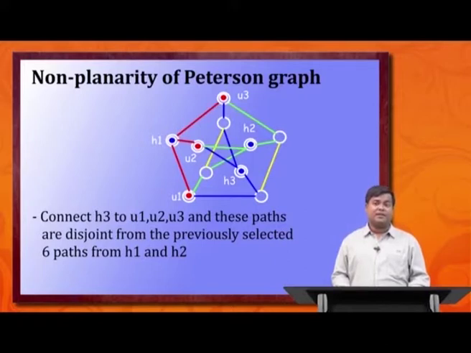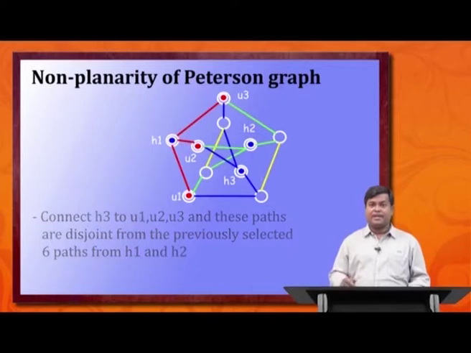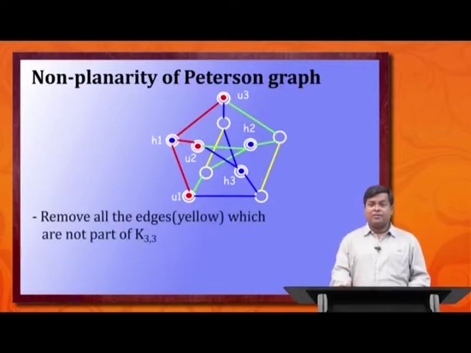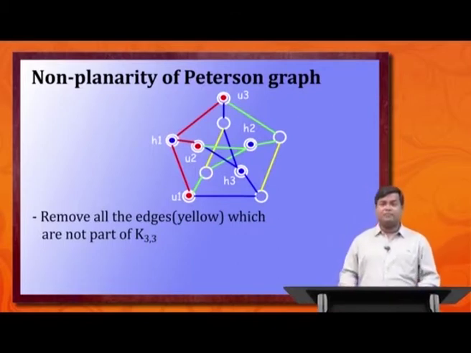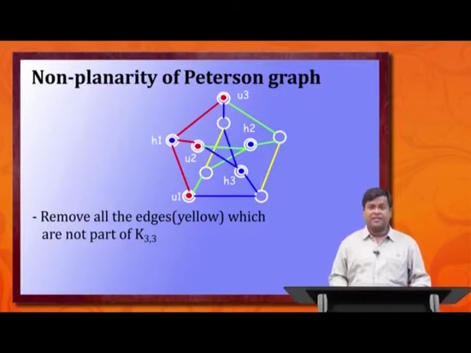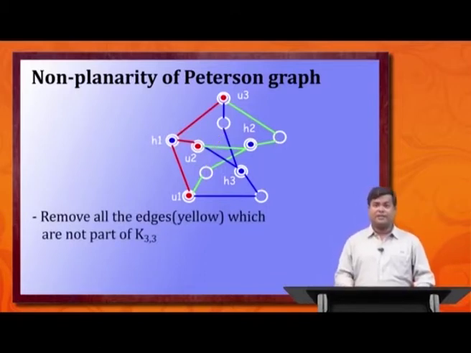We will be able to find that K33 within a few minutes. Okay, so now we need to check what are the remaining edges which are not part of K33. There are yellow edges which are not part of K33. So let's remove all the yellow edges. Okay, so let's remove those yellow edges.